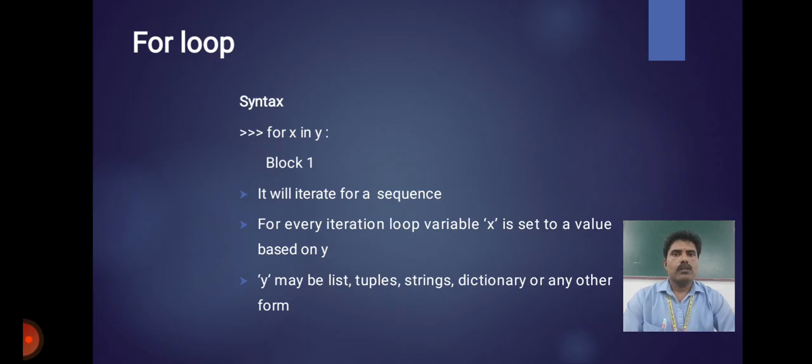And we are going to see another loop that is called the for loop, which is more useful in repeating Python statements. So this is the syntax: for a variable in another variable, like that the block of code will be run. It iterates over sequences. For every iteration, the loop variable x is set to a value based on y. Y may be a list, tuple, dictionary, string, etc.